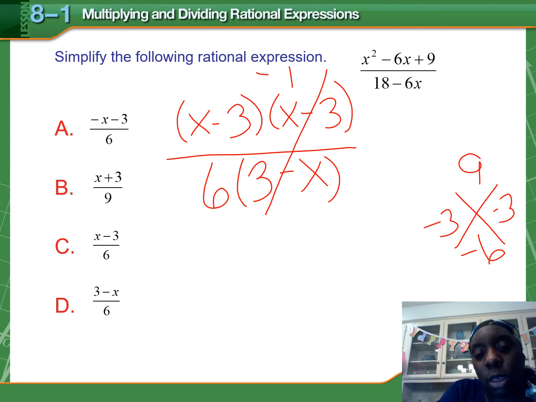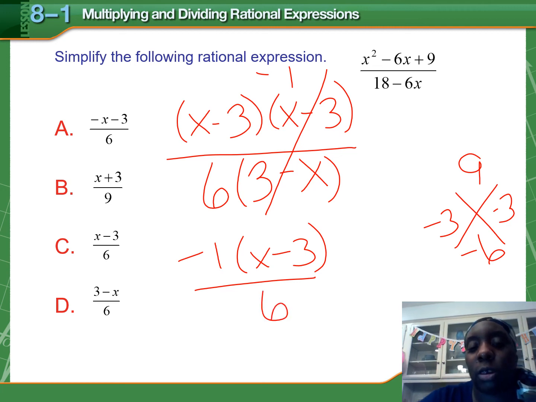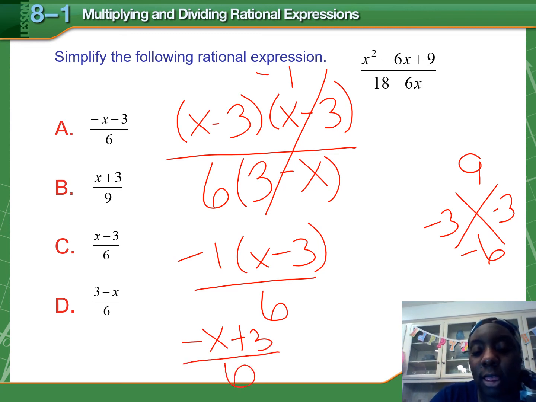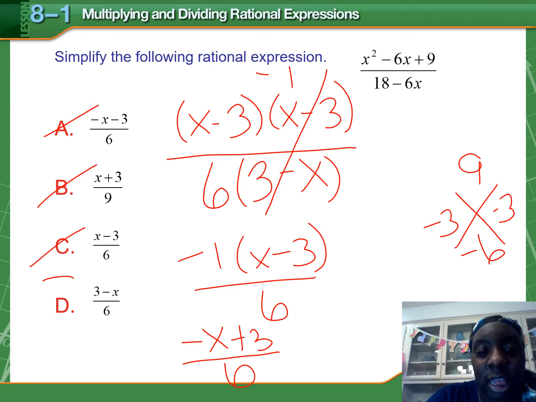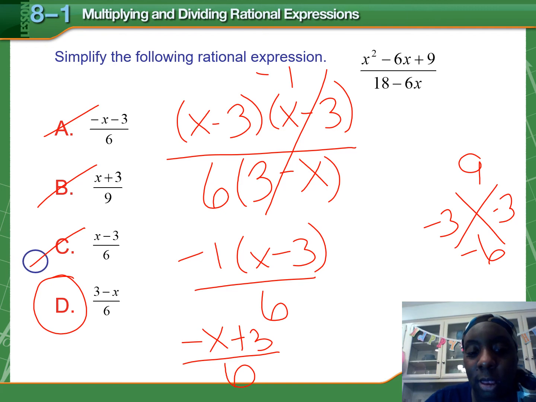So you go negative 1 times x minus 3 over 6. Well, we don't like that, and none of the answers really look like that. But you go, oh, A looks like that. Does it really look like that? Let's get rid of it, because that negative 1 is multiplied to that whole binomial. So negative 1 times x is a negative x, and a negative 1 times a negative 3 is a positive 3 over 6. Well, which one is a negative x and a positive 3? Well, that's not, and that was not. You need a negative x, and that leaves that. Do y'all agree? There you go.